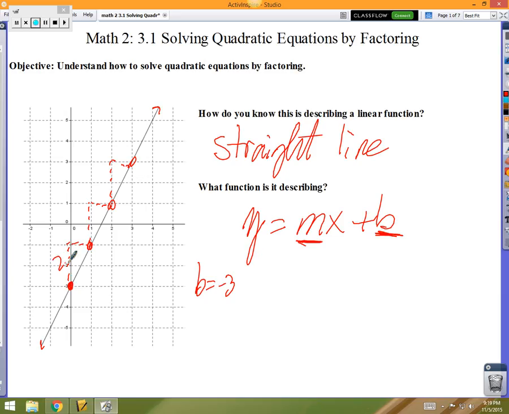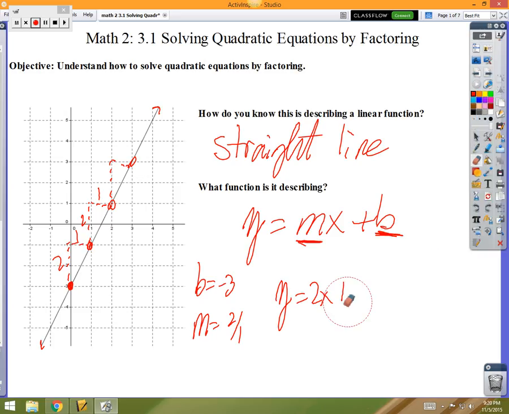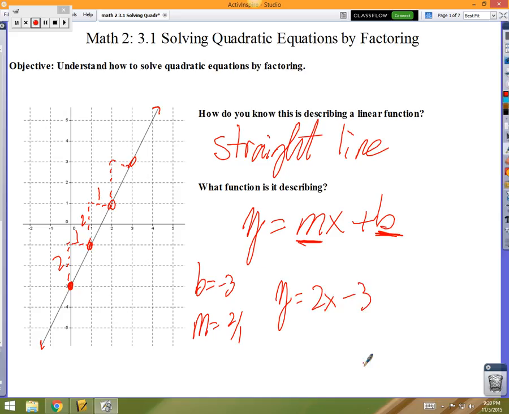So you're going up 2 over 1, and from dot to dot, up 2 over 1. Up is positive and right is positive. So the m is 2 over 1, or just 2. So the function is y equals 2x, I guess, minus 3, or plus a -3. That should be a review from 9th grade math.